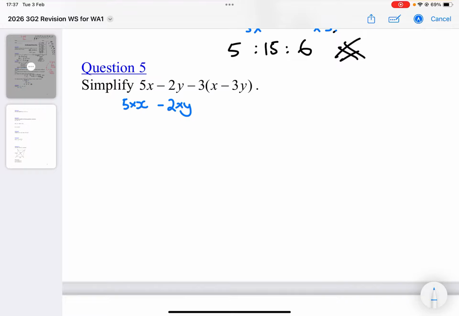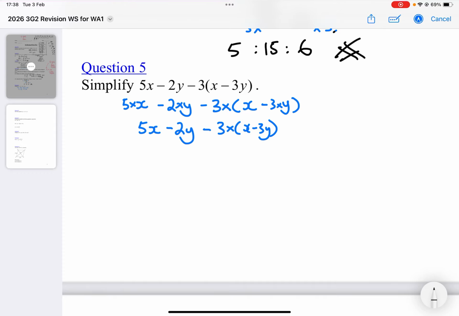Then after that, I need to minus, and when I don't have anything between the number and the bracket, it is actually 3 times the bracket. Then inside the bracket, got x minus 3y. 3y is also 3 times y. That is what this whole line is saying. So 5x, 2y, and the 3y inside the bracket is quite straightforward. So we can see it as a 5x minus a 2y, then minus 3 times this bracket. This is the actual thing that is happening.